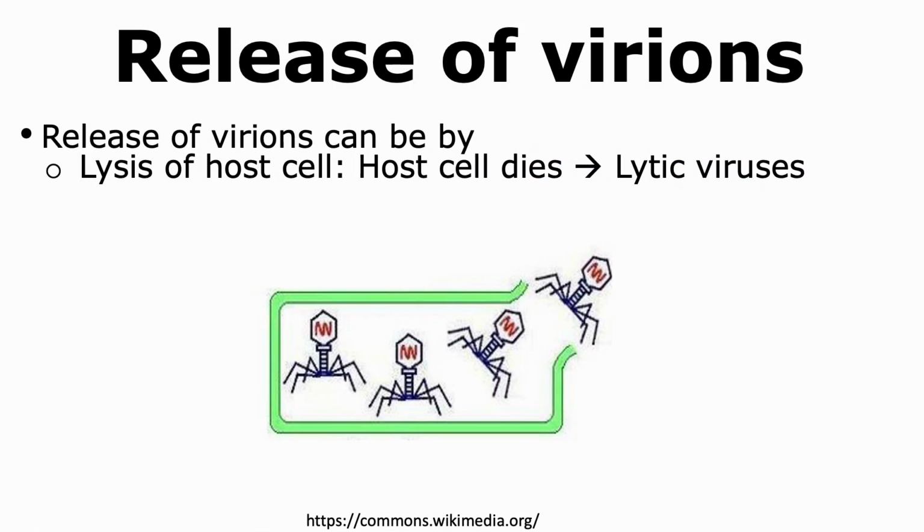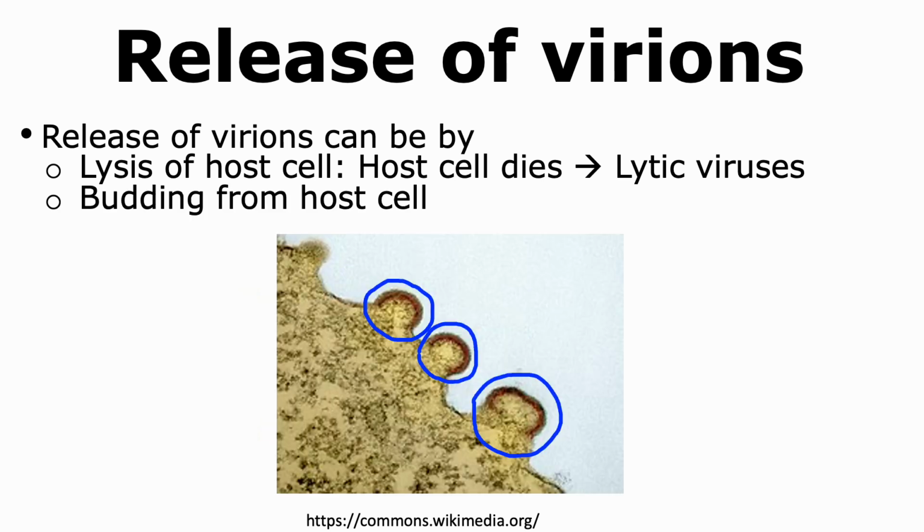The new virions synthesized can be released into the environment by different mechanisms. One mechanism is lysing the host cell. In this case, the viruses are able to destroy the host cell and be released from the host cell. These types of viruses are called lytic viruses. Another mechanism is where the virions bud from the host cell. The host cell eventually will die, but it takes a little longer for the host cell to die when the virus buds from the host cell.